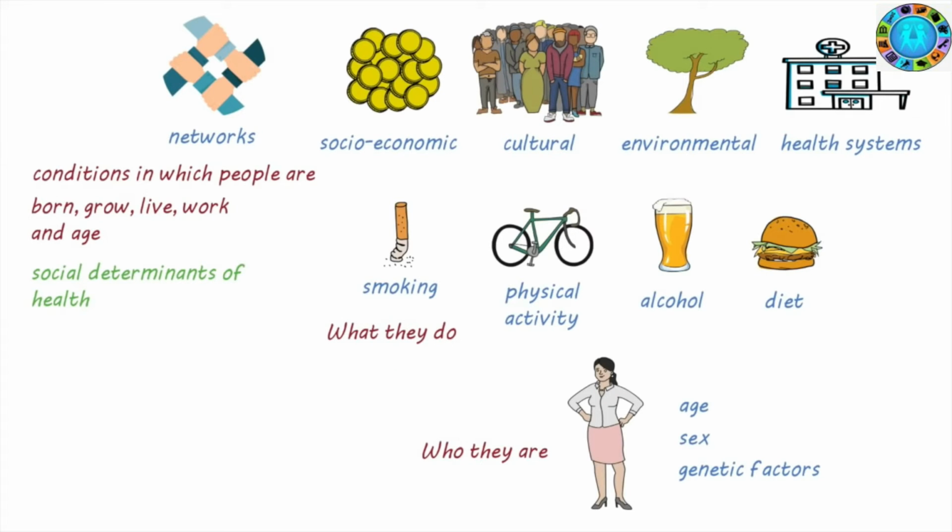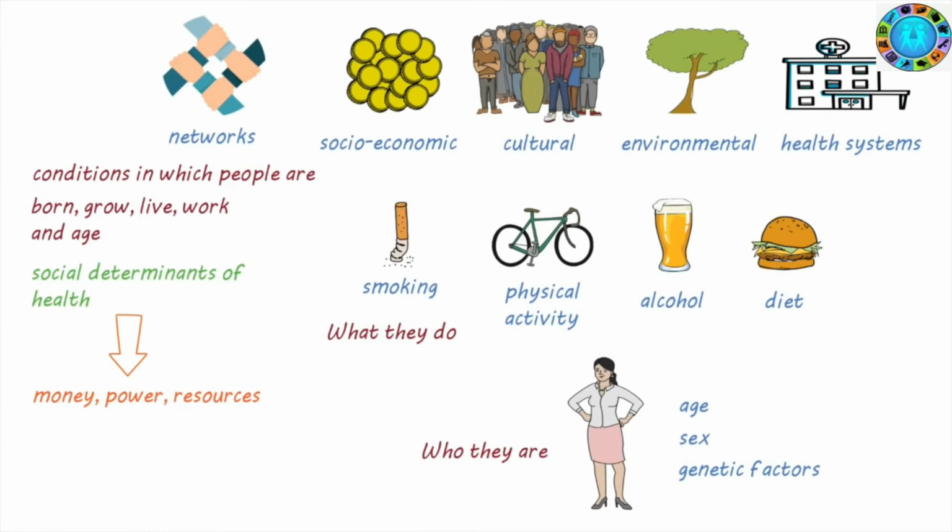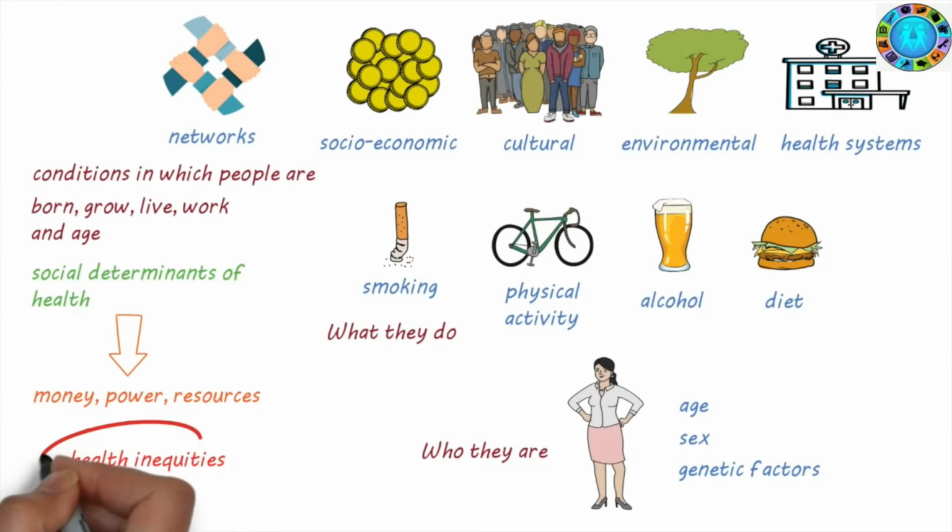The social determinants of health are ultimately shaped by the distribution of money, power, and resources at an international, national, and local level. They have a marked influence on health inequities, which is the unfair and avoidable health differences between different groups of people within countries or between countries.